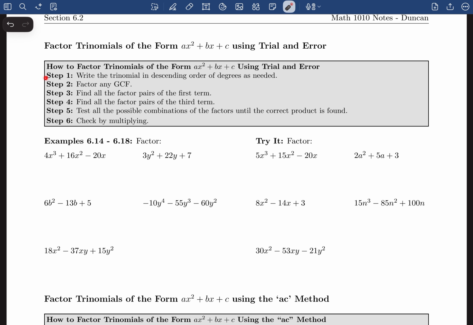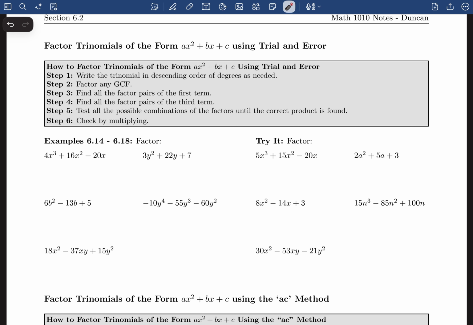Step 1, write the trinomial in descending order of degrees as needed. Step 2, factor any GCF. Step 3, find all the factor pairs of the first term. Step 4, find all the factor pairs of the third term. Step 5, test all possible combinations of the factors until the correct product is found. And step 6, check by multiplying it back together.